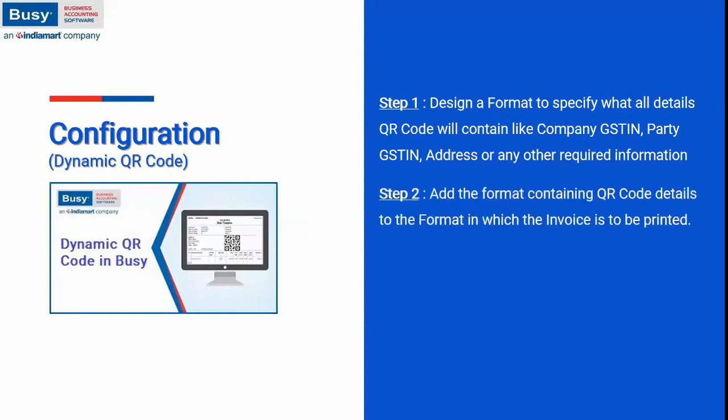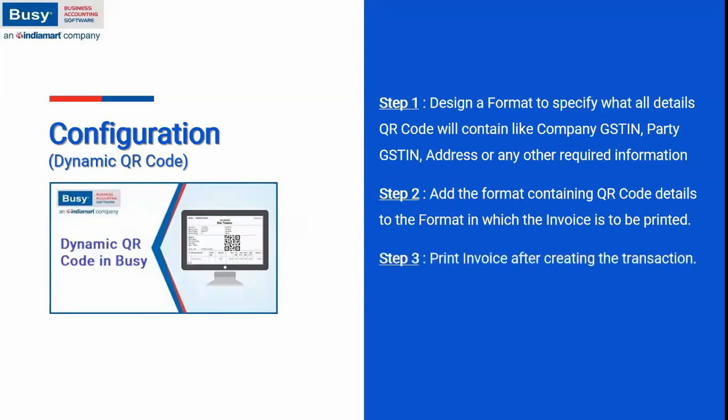Step number two, add the format containing QR code details to the format in which the invoice is to be printed. After designing the format, you have to add the format containing the QR code. We have one field called QR code. In that field, you need to configure the format. You need to add the format.